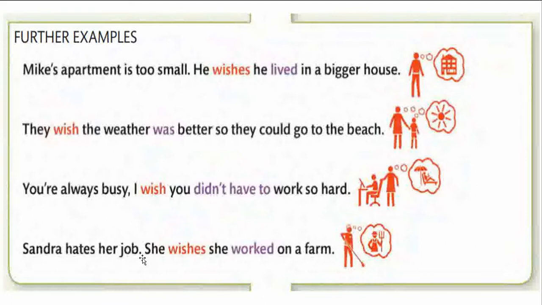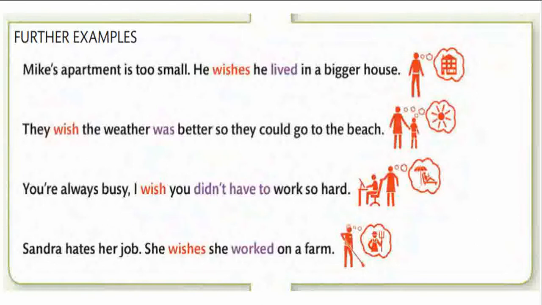Sandra hates her job. She wishes. Now, why wishes? Because we are using the third person pronoun, so es is added to the word wish. So it becomes she wishes. Now let us look at the tense. She worked on a farm. Worked is simple past tense. That is, it's a regret in the present about the present. And if she were to make changes, she can definitely change the outcome of it in future. So it is a regret in the present.